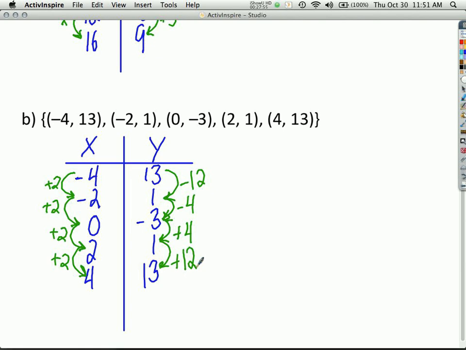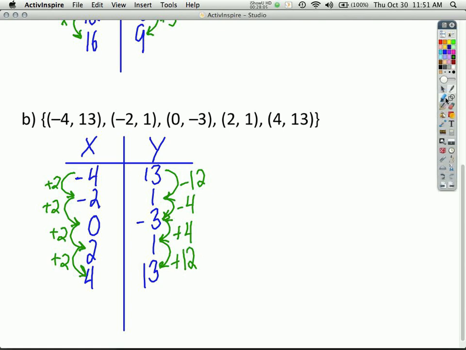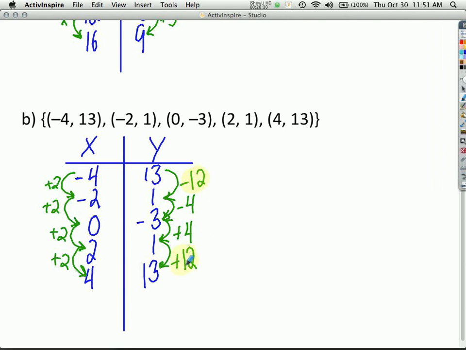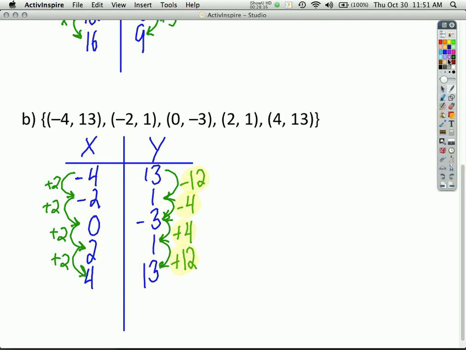Does anyone know what it will become? Kaylee? That's right. It will draw a parabola. You can actually tell because even though this isn't constant, there's actually a pattern here. See the negative 12 and the positive 12, negative 4 and positive 4? See how they're opposites? This will draw a parabola somewhere.